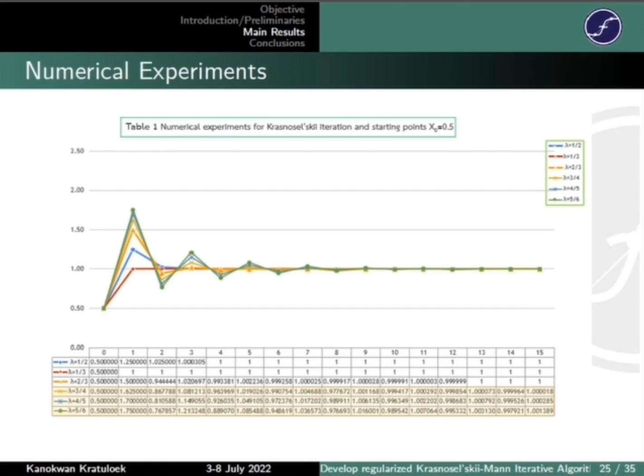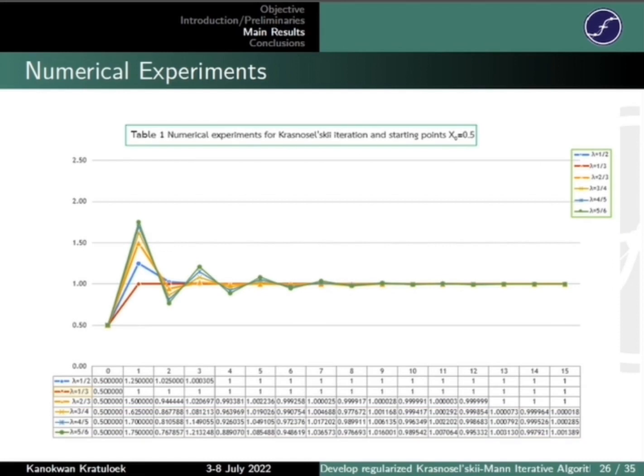The speed of convergence of Krasnosel'skii iterations for the considered Lipschitz non-expansive mappings depends on parameter lambda and starting point x0 equal to 0.5. The fastest Krasnosel'skii iterations correspond to the value 1/3 of the parameter lambda. With one iteration, we obtain the exact value of the fixed point. In this case also, it converges quickly for value 1/2 of parameter lambda. After 3 iterations, we obtain the fixed point.